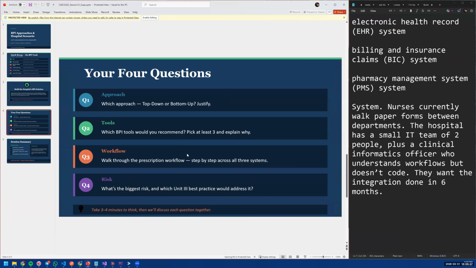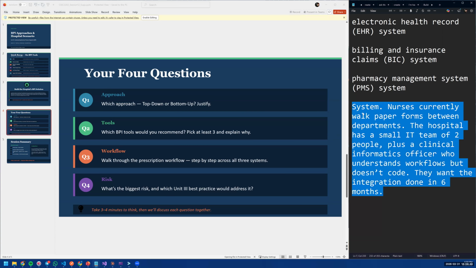All right. So the first question: should the hospital use a top-down approach or a bottom-up approach? I'm sure you'd have seen that question coming. So I want you to think about it, given the scenario that we have here. Did I not copy everything?